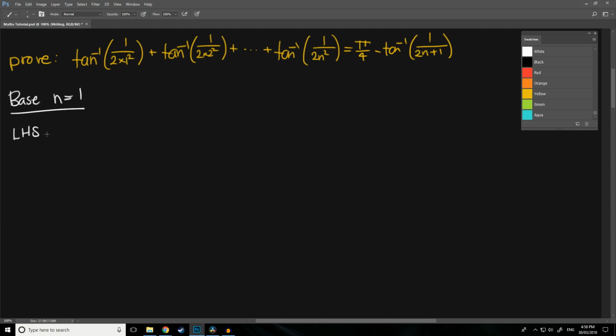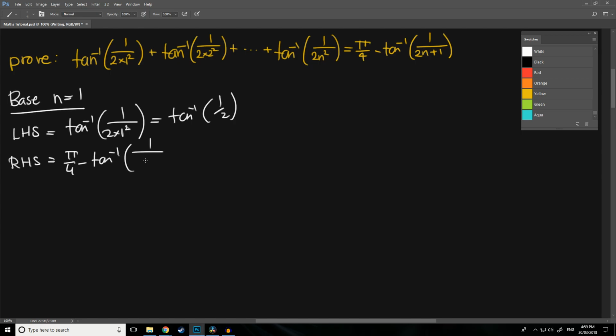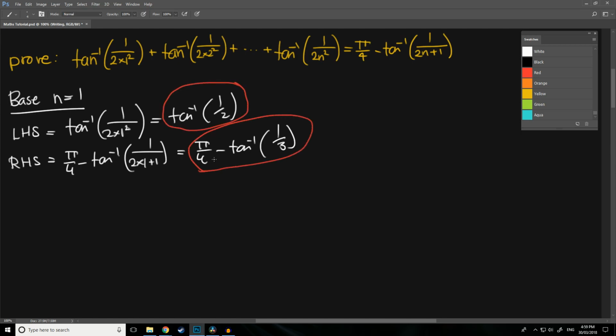The left-hand side equals inverse tan 1 on 2 times 1 squared, which is just inverse tan a half. Right-hand side is pi on 4 minus inverse tan 1 on 2 times 1 plus 1, which is equal to pi on 4 minus inverse tan a third. Now, we want to show that this is equal to this, but we need a way to compare them.